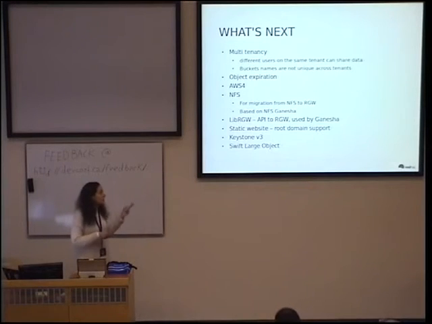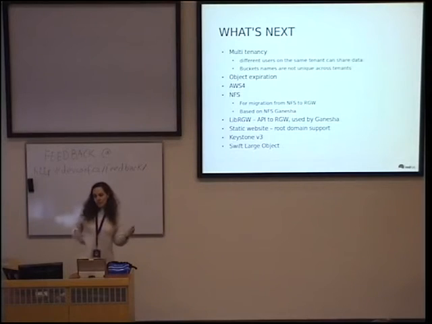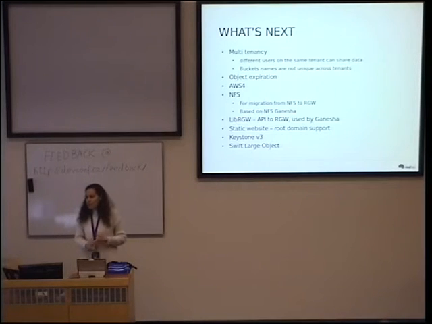Static website, it's just with domain support. Keystone with v3. OpenStack has a new version we need to integrate, so there will be Keystone v3 support. And we're going to support Swift large objects. Swift has a limit of a few gigabytes, if I remember, per object. Swift large object is a way they stripe the object in order to support large objects. We're going to support both static large objects and dynamic large objects.